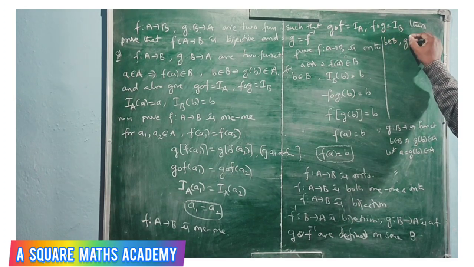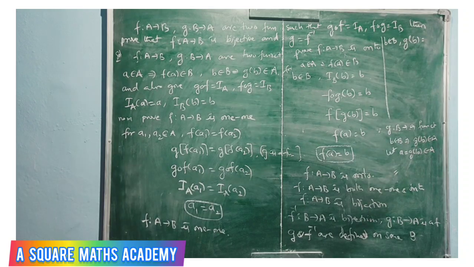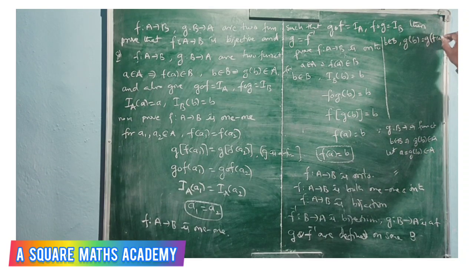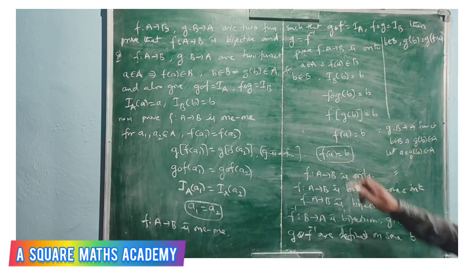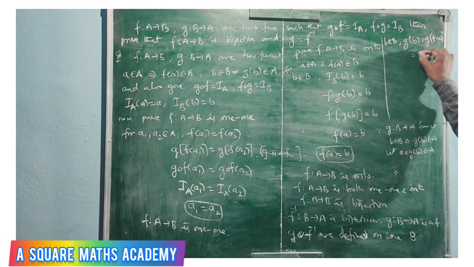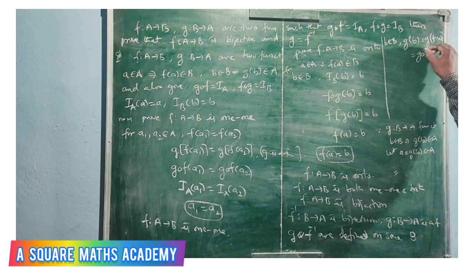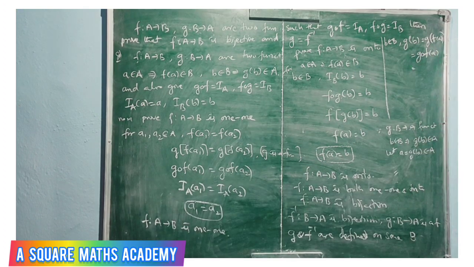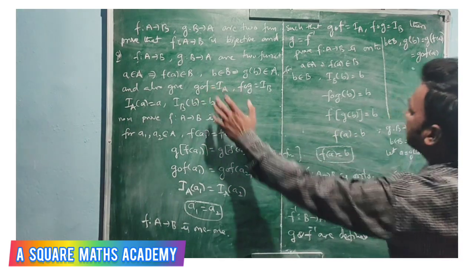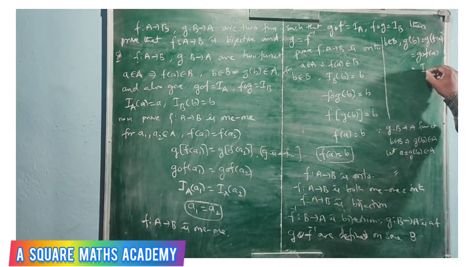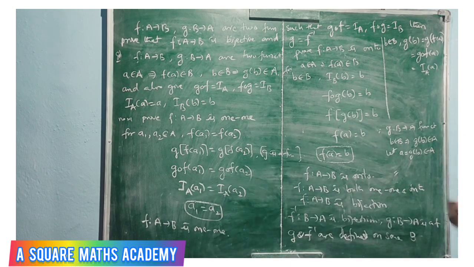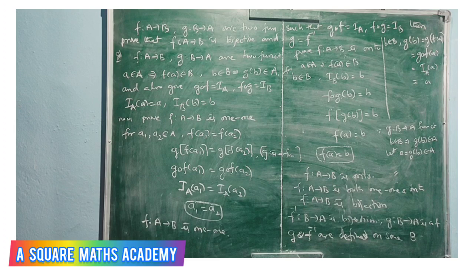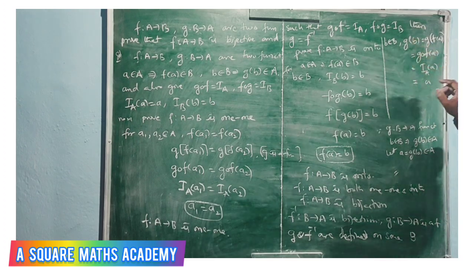So G of b, we take here. G of b equals G of F of a, we write now. Why? Because b equals F of a. So G of F of a is also G circle F of a. G circle F is also I_A. I_A of a is also a. Clear? So G of b equals a, we got here.